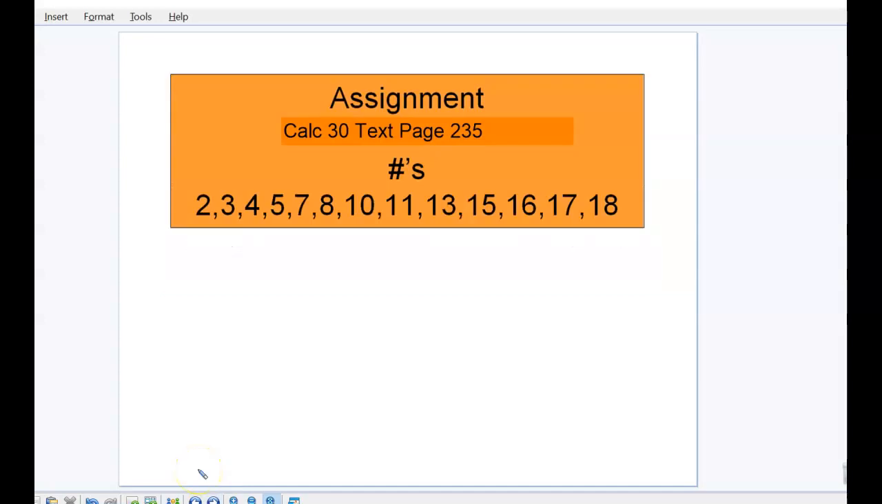All right, that concludes section 4.2 on increasing, decreasing, relative max and min. So there are some problems for you to try from the Calc 30 textbook, so give those a try. If you have any questions, check the answers on the website.